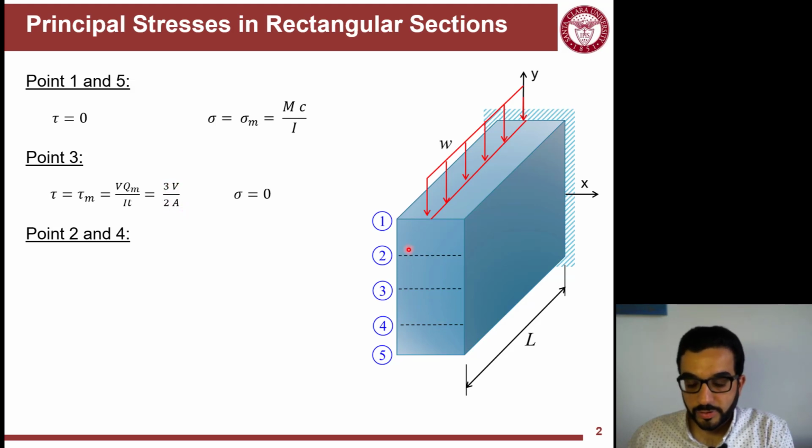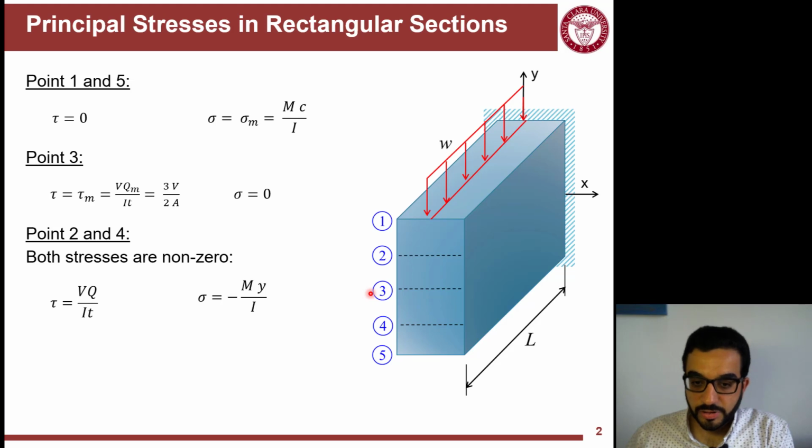Now points 2 and 4 are kind of in between. You will see stress developing, but shear stress is not as large as tau m, and normal stress sigma is not as large as sigma m. So from the point of view of transformation of stresses, these shear and normal stresses can combine and result in maximum normal stress at some orientation, which is the principal stress at this point.